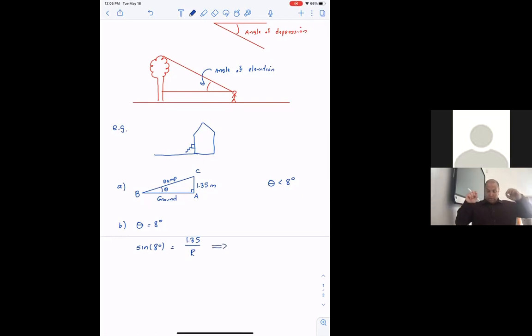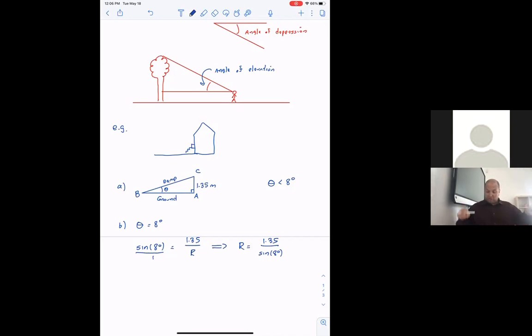Remember, when you have two fractions that are equal to each other, and you can imagine sine of 8 degrees over 1 is a fraction, you are allowed to switch top left and bottom right. They can just straight up switch. So I can rewrite this as R equals 1.35 over sine of 8 degrees. If you don't believe me, you can always go through the process of cross multiplication.